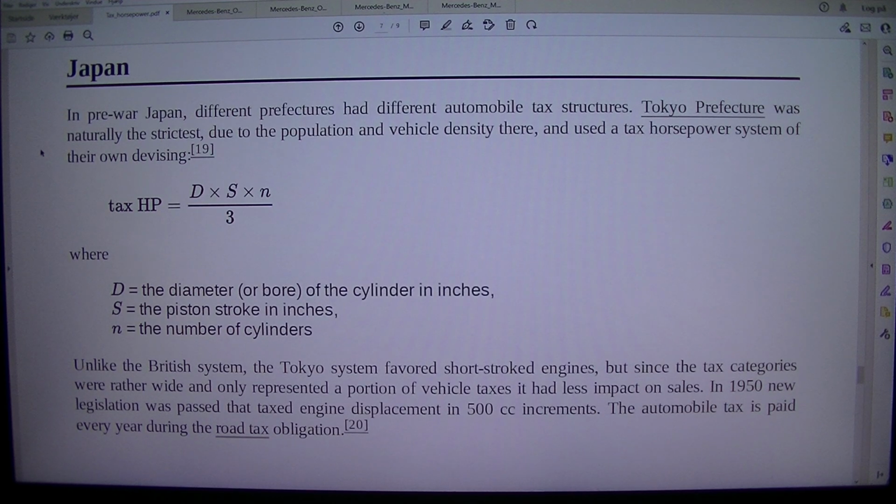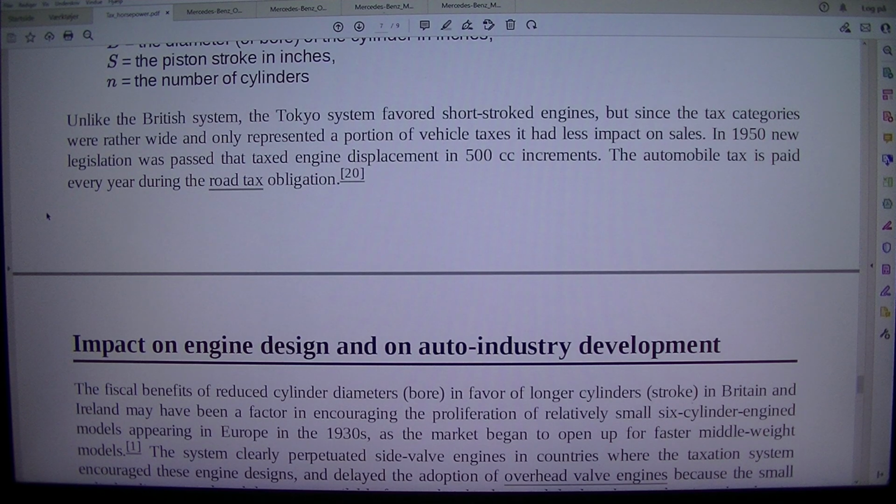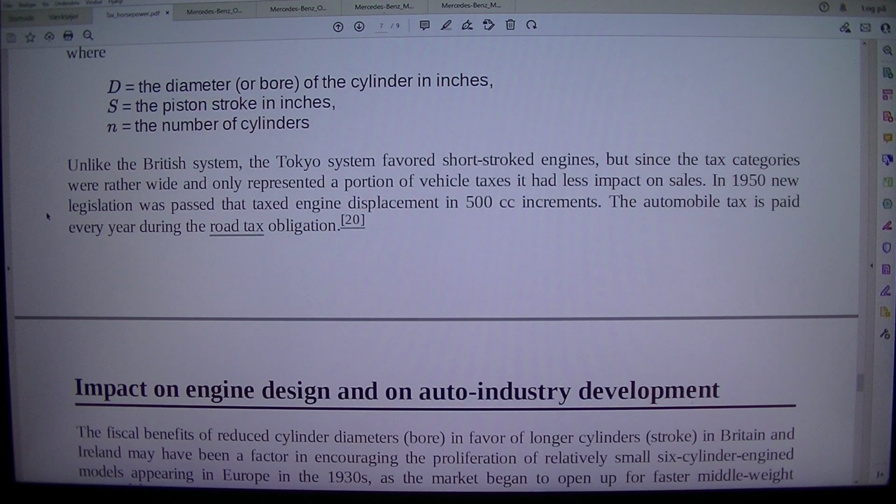Tokyo Prefecture was naturally the strictest, due to the population and vehicle density there, and used a tax horsepower system of their own devising. Where D equals the diameter, or bore, of the cylinder in inches, L equals the piston stroke in inches, and N equals the number of cylinders. Unlike the British system, the Tokyo system favored short-stroked engines, but since the tax categories were rather wide and only represented a portion of vehicle taxes, it had less impact on sales.